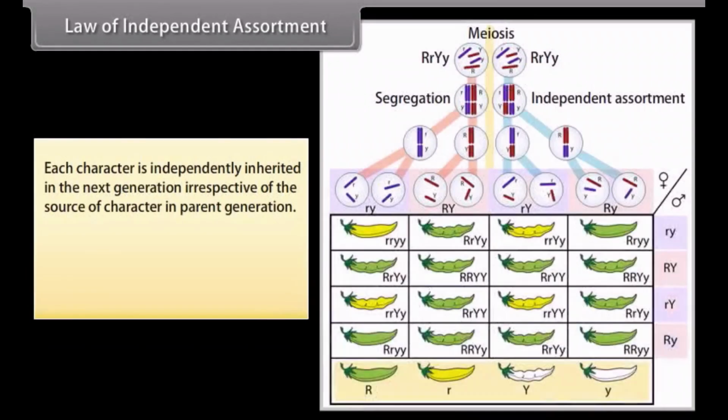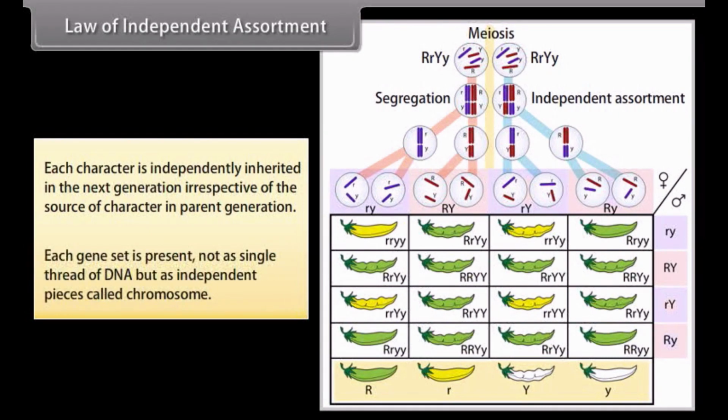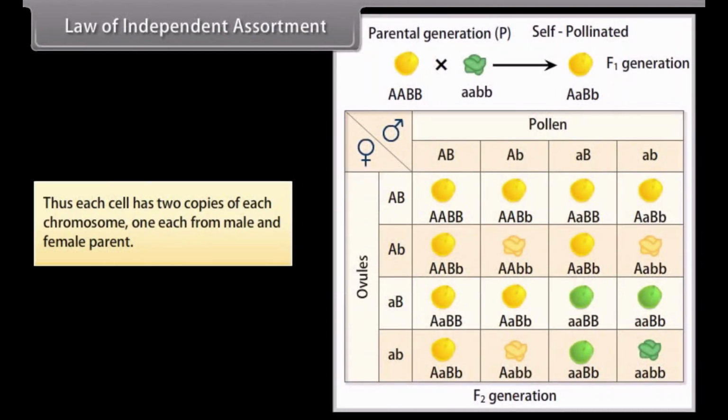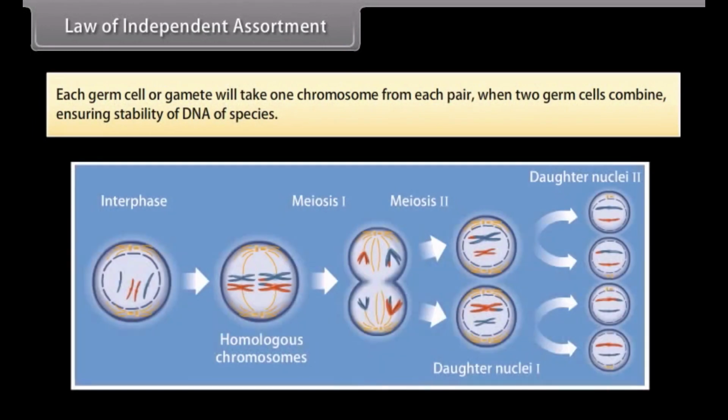Law of independent assortment. Each character is independently inherited in the next generation irrespective of the source of the character in the parent generation. Each gene set is present not as a single thread of DNA but as independent pieces called chromosomes. Thus, each cell has two copies of each chromosome, one each from the male and female parent. Each germ cell or gamete will take one chromosome from each pair, and when two germ cells combine, this ensures stability of the DNA of the species.